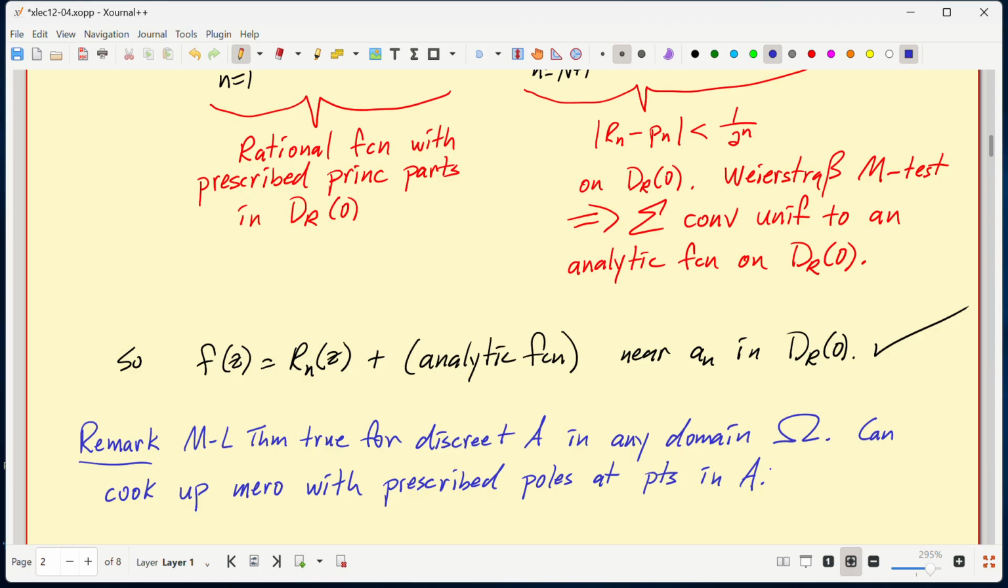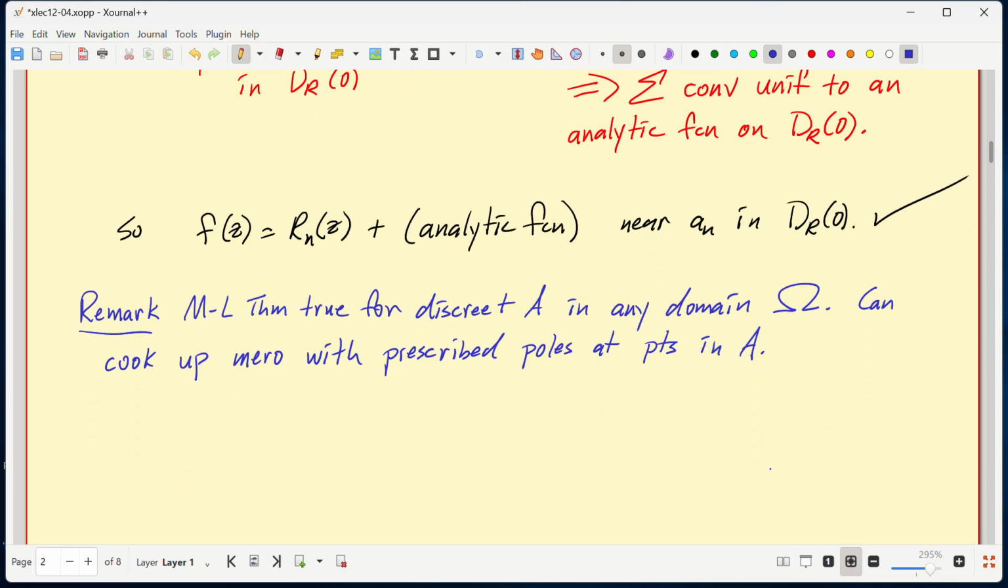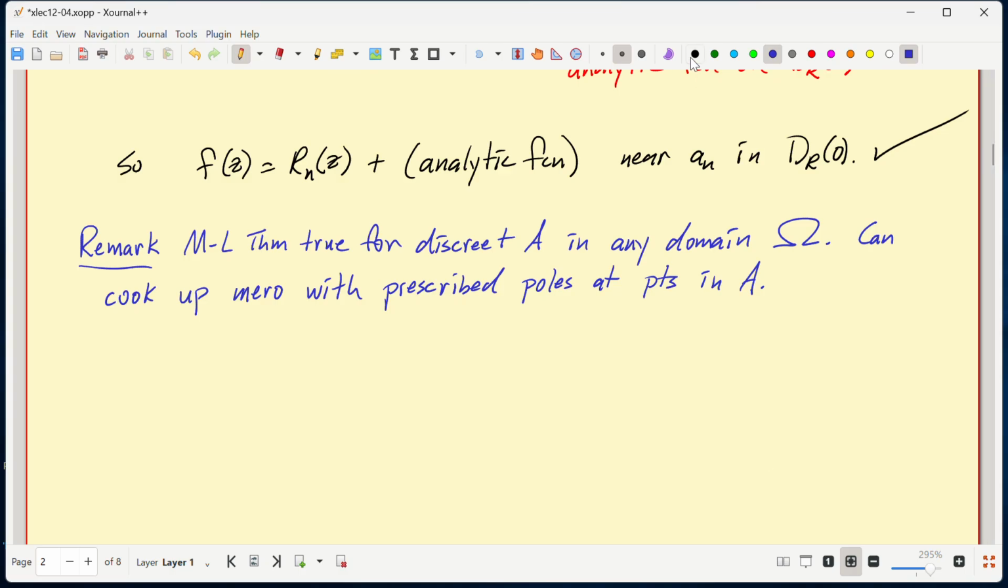Okay, that's the Mittag-Leffler theorem. Now let's do the proof of the Weierstrass theorem. Questions about that proof? I'm going to cook up zeros now.